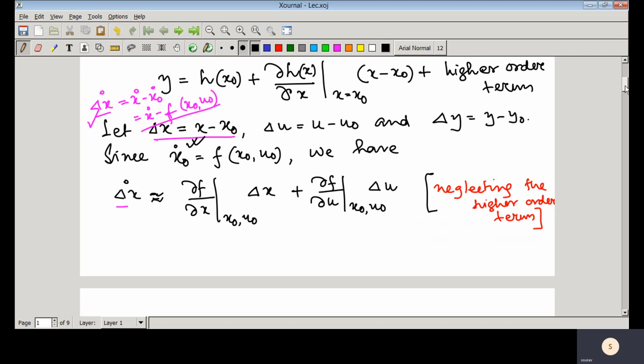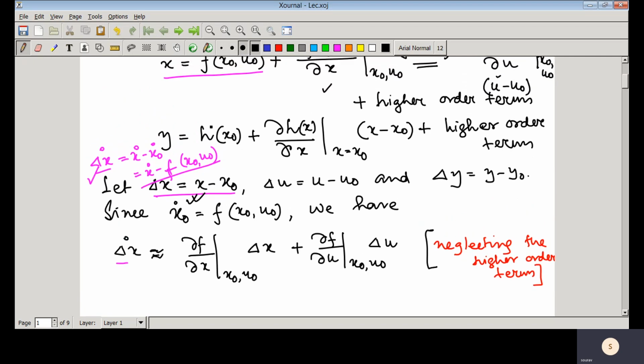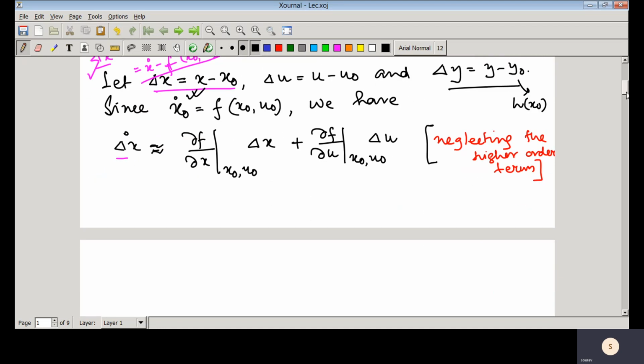So output equation, similarly here, if you take y minus h(x0) to the left, here you can see y0 equal to h(x0), so y minus h(x0) equal to delta y. So you have another equation, that is delta y equal to del h by del x, calculated at x0, that operating point, into delta x.